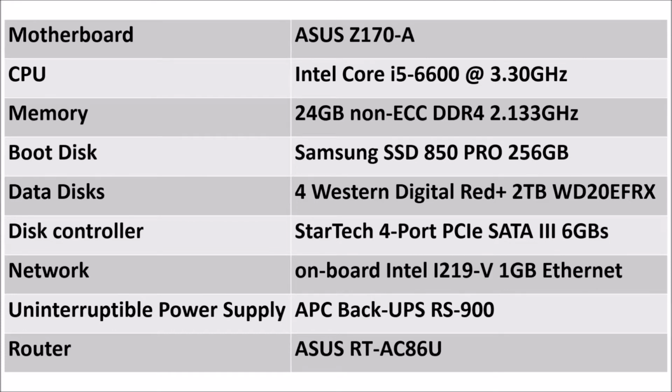The motherboard has a 1 gigabit Ethernet Intel connection built in on the motherboard, so I didn't need to buy a separate board. I kept my same uninterruptible power supply. The UPS is from APC, and the router I have is an ASUS AC86U. If I didn't mention that I love it, I love it. It has so many features.